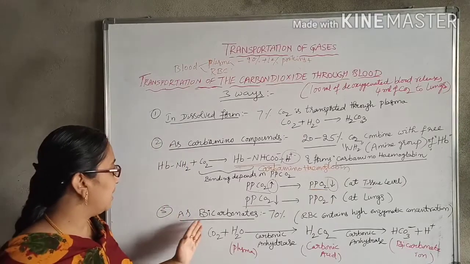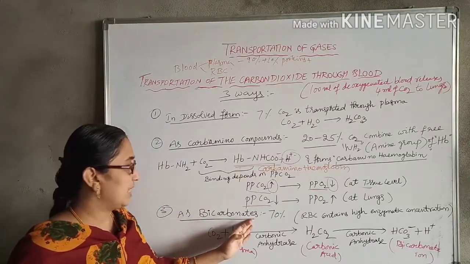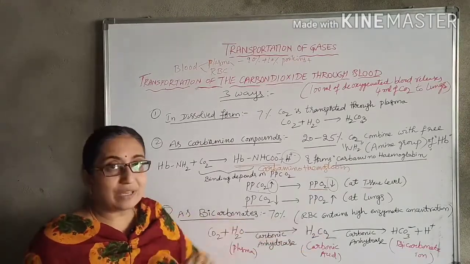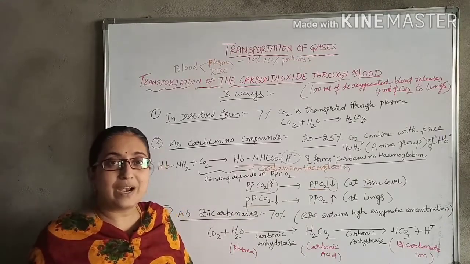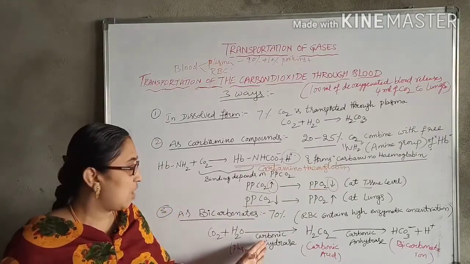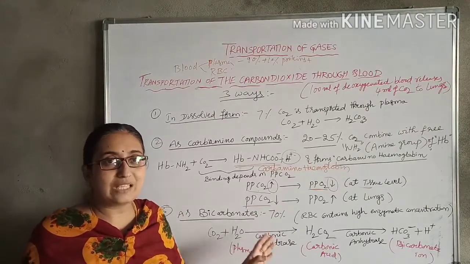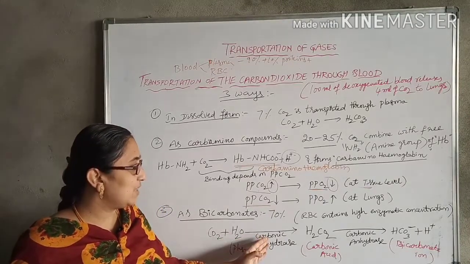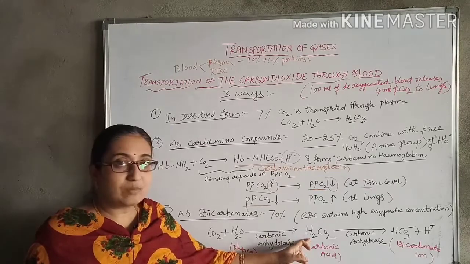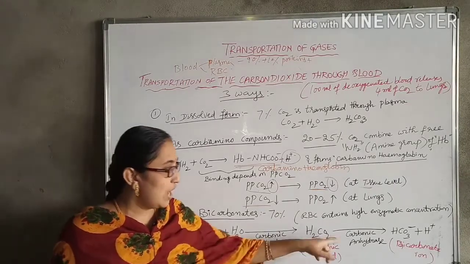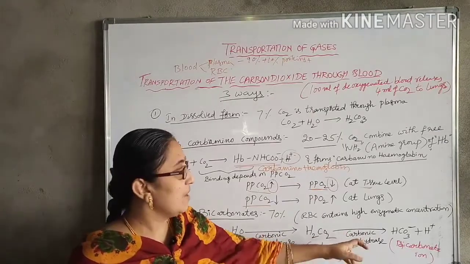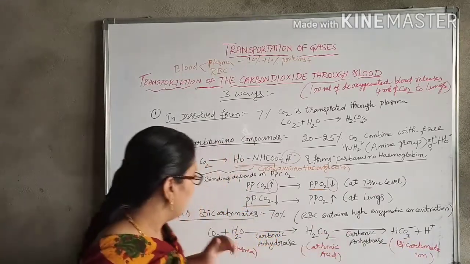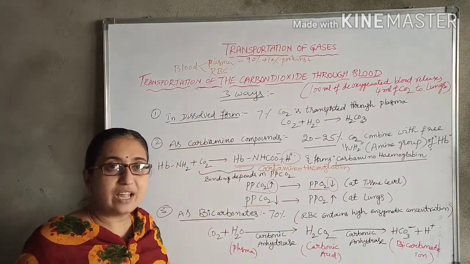The third type is transport as bicarbonate. Nearly 70% of the carbon dioxide is transported by this method. The RBC in the blood has the enzyme carbonic anhydrase, and this enzyme plays an important role in transportation. Carbon dioxide combines with the water in the presence of the enzyme carbonic anhydrase. It forms H2CO3, the carbonic acid. Again it splits in the presence of the same enzyme. It forms the HCO3 minus ion and H plus is released, forming the bicarbonate ion. So in this method, the carbon dioxide is transported in the blood.